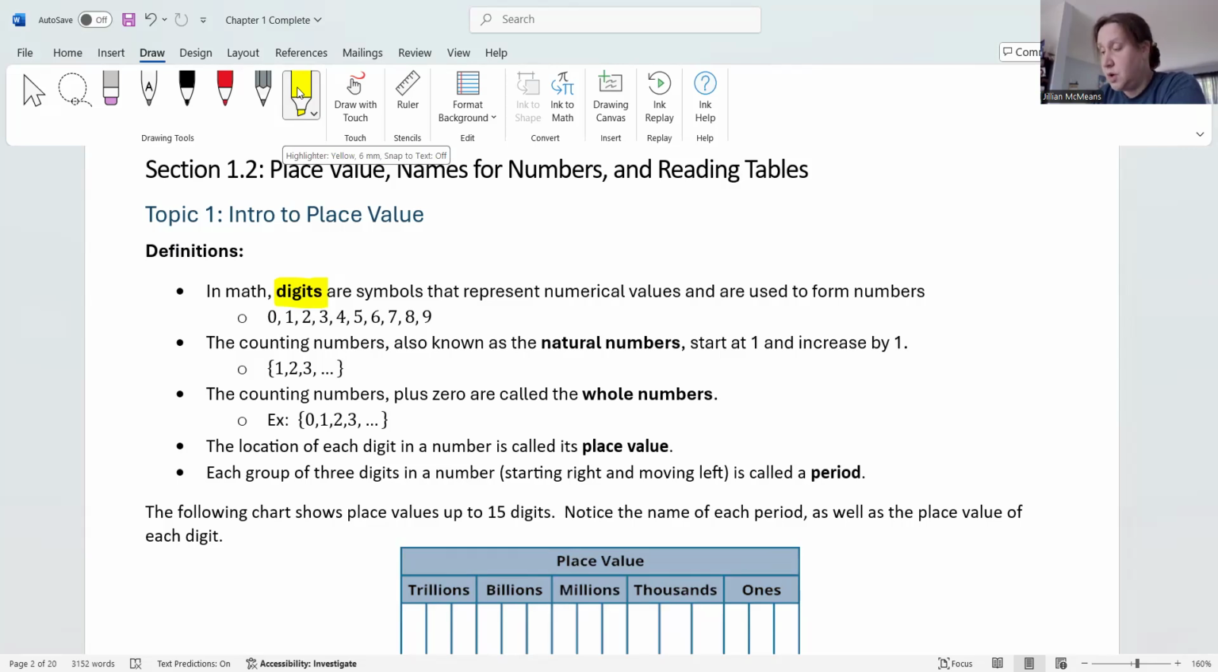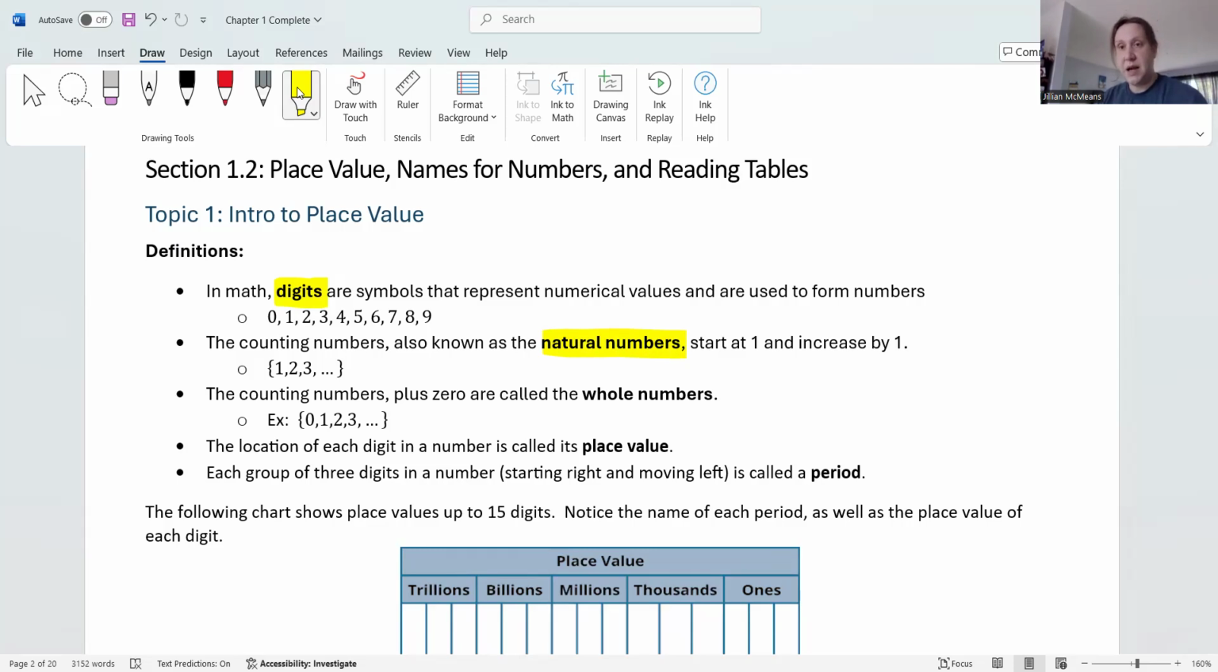Now, the second and third definitions that we want to look at talk about different sets of numbers. In math, we have different sets of numbers, and for this worksheet, we're going to focus on really just two of those sets. The first set of numbers that we generally talk about are the natural numbers. The natural numbers are also called the counting numbers. And the reason for this is the natural numbers start at one and then increase by one.